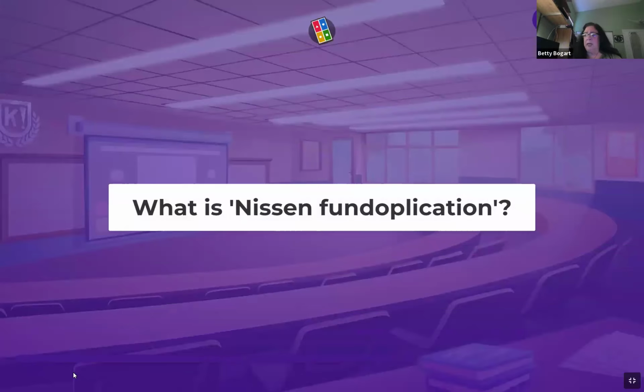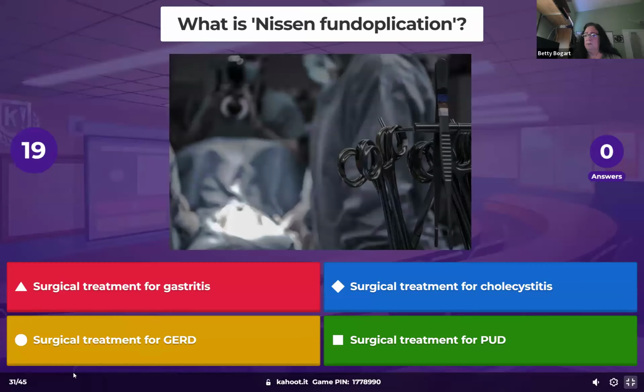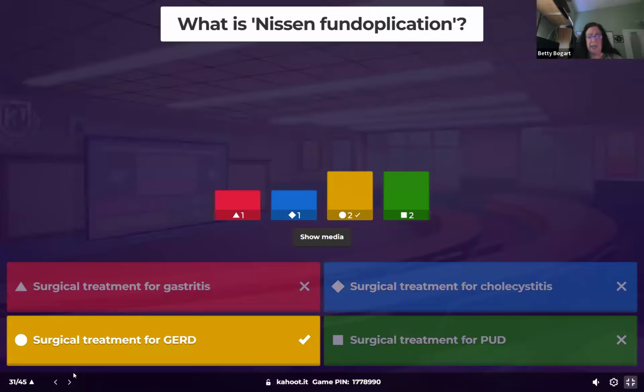What is Nissen fundoplication? So a Nissen fundoplication is done to prevent vomiting. It's a surgical treatment where we take the stomach and we attach it to the esophagus so food can't come up. So we prevent that reflux going on.